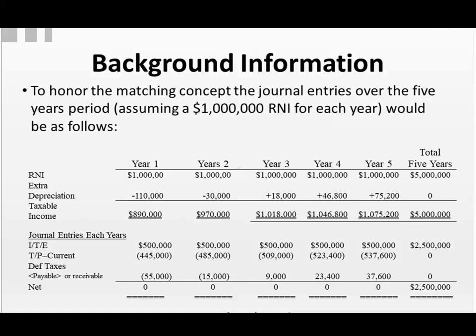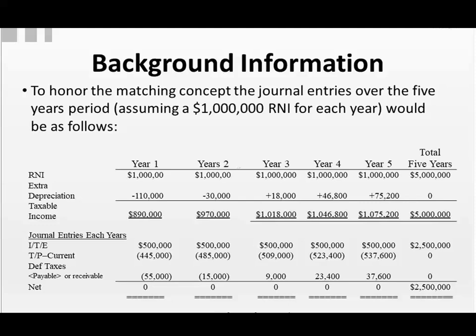So to honor the matching concept, the journal entries over the 5 years, if we assume $1 million a year reported net income, and the only difference between book and tax is that extra depreciation, then we'd wind up with taxable income of what you see: $890, $970, $1,018, $1,046.8, and $1,075. We're going to get the same numbers in the end, but they're just going to be in different years. So the journal entries each year would be a little bit different.